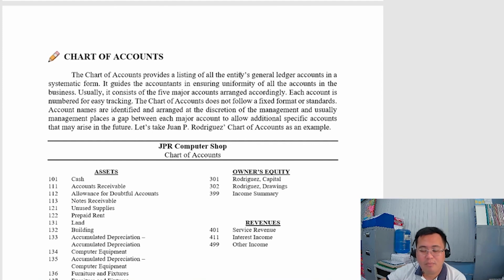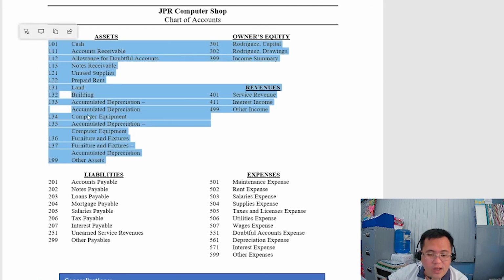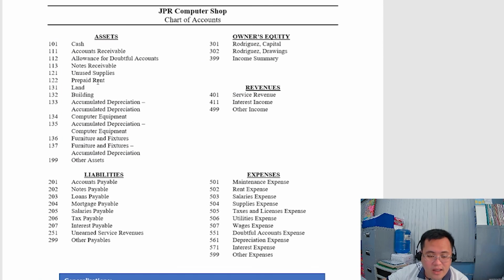Let's take P. Rodriguez's chart of accounts as an example. So we have here the chart of accounts of P. Rodriguez Computer Shop, wherein the asset accounts start with 1. As you can see here, usually our assets start with 1. And then liability starts with 2. Owner's equity starts with 3. Revenue starts with 4. And expenses start with 5. So we could easily identify that this is actually an asset. Or perhaps, since the start number is 4, then this is actually a revenue. So we could easily trace our accounts.